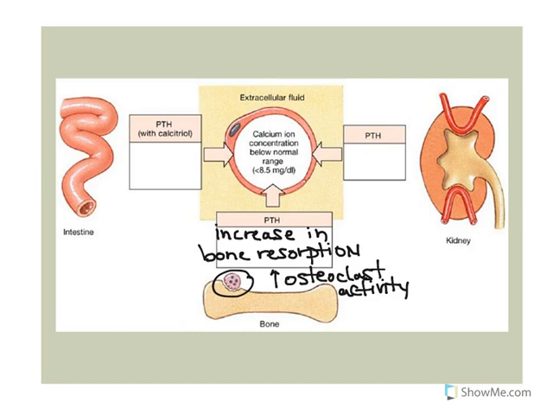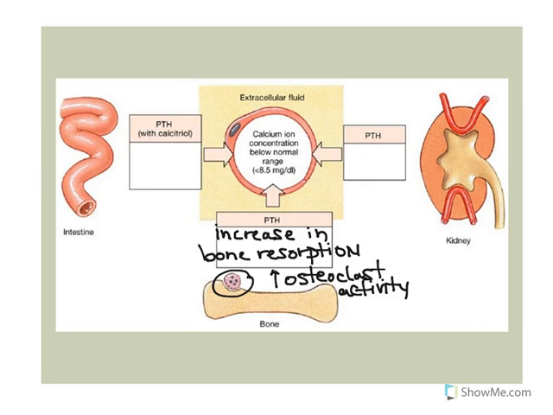I don't want that phosphate around. I just want the calcium. We will take care of that. So just give me a moment and we'll show you how we're going to take care of that. So first, you increase the resorption of bone by increasing the activity of osteoclasts. That helps to get the calcium levels up.